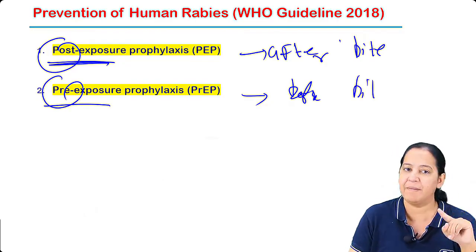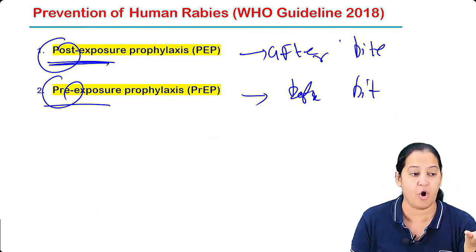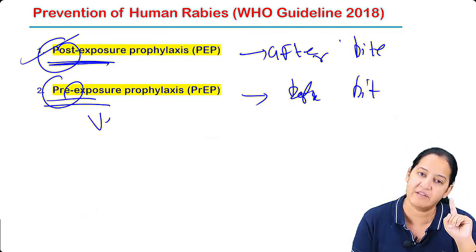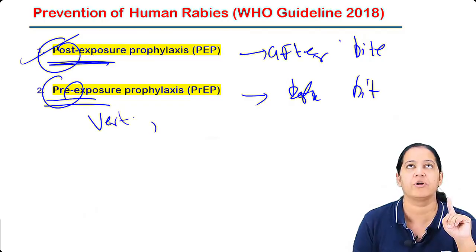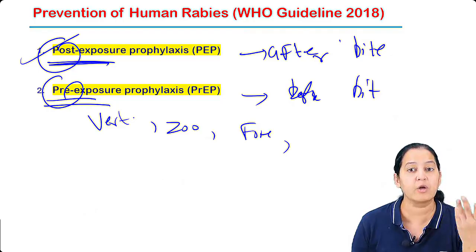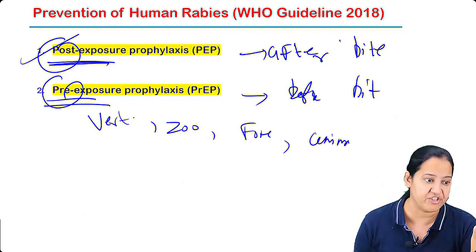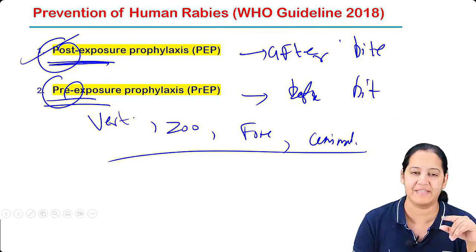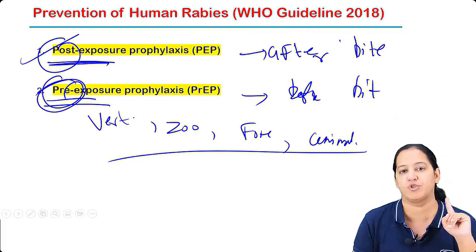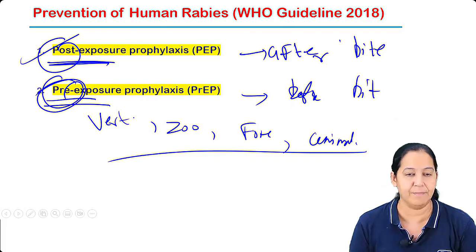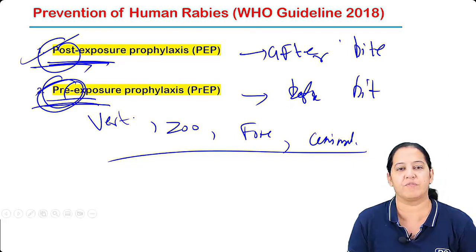So maximum people take it after dog bite only. If a dog bites me, then I will go for the vaccine, okay? But pre-exposure is required for the veterinary doctor, the person who works in the zoo, the person who works in the forest, the persons who are in close contact with animals due to their profession. So they have a fear that anytime they can have a dog bite or any animal bite. In that case, they can have pre-exposure prophylaxis. So we have both protocols. Say yes, people. Post-exposure, pre-exposure prophylaxis, okay.